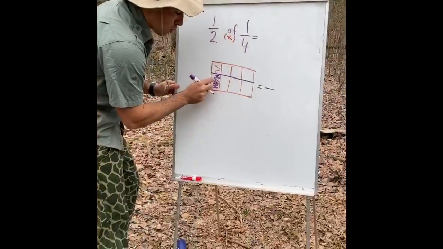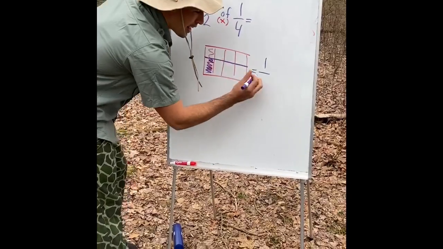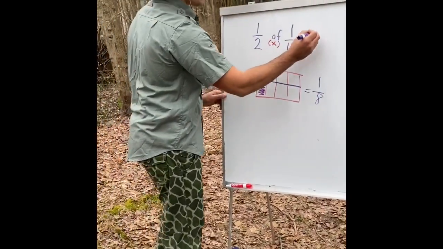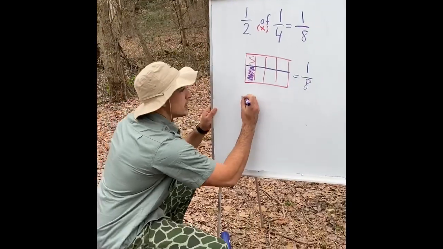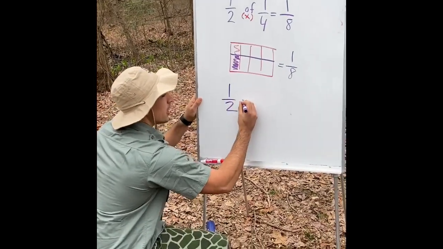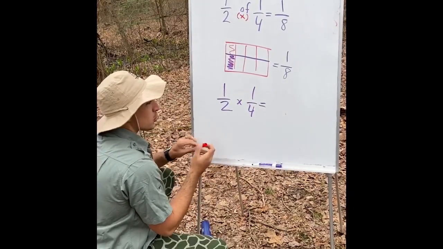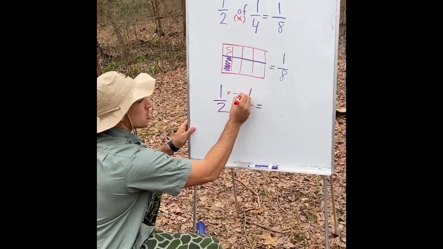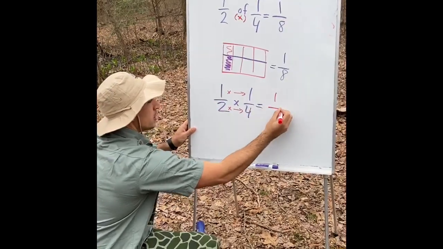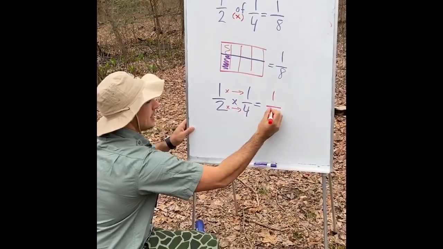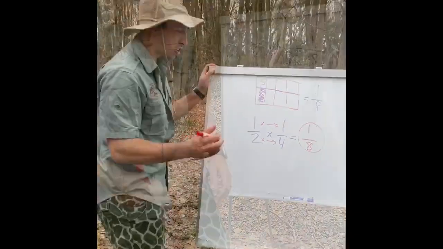You should have got 1, 2, 3, 4, 5, 6, 7, 8. 1/8 is our answer. Another way to solve this problem is 1/2 times 1/4 equals. This way of solving is you multiply straight across. 1 times 1 is 1. 2 times 4 is 8. 1/8 is our answer.